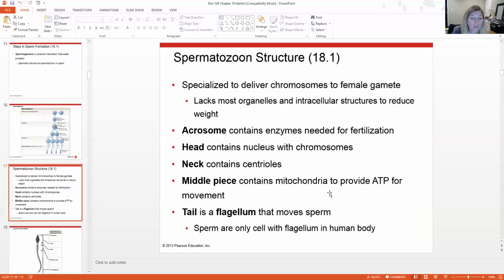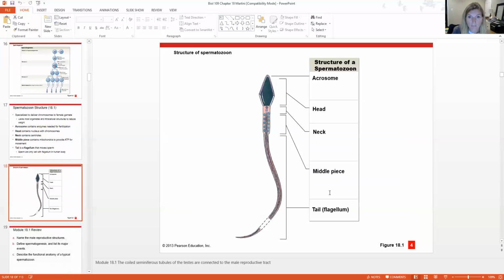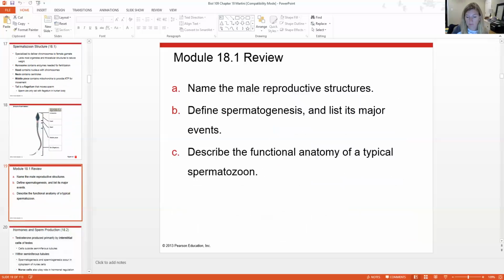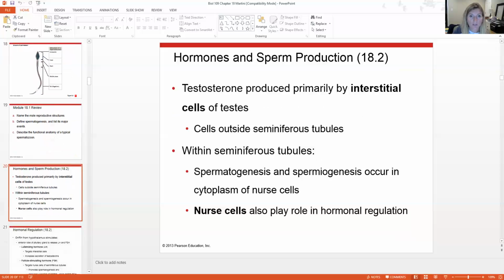The head contains the nucleus and the chromosomes, the neck contains the centrioles, and the middle piece contains the mitochondria for ATP production so that the flagellum can move. The tail is the flagellum, and sperm are the only cell in the human body that have a flagellum. So again, the acrosome has all those enzymes, then head, neck, mid-piece, and the flagellum. You can pause the video here, go back and review this first section.